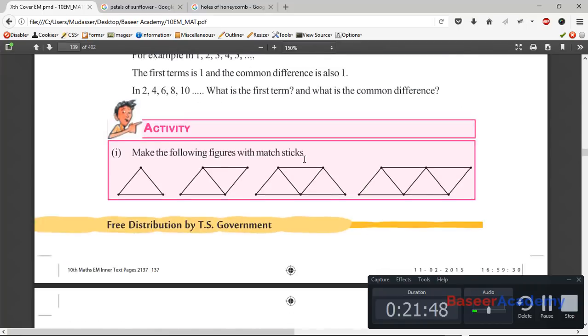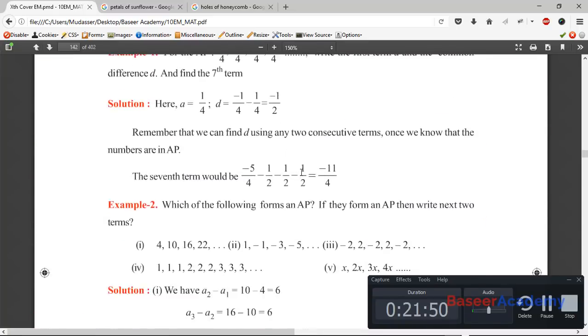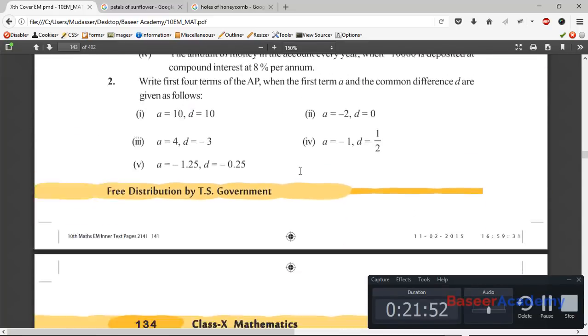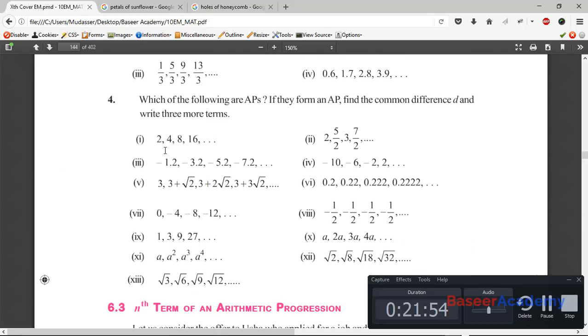Now, if we look at this list of numbers here, I'll go back to the exercise. 2, 4, 8, 16, and so on. I don't know the last term. It's continuing, it's never ending. Such a list, if it were an arithmetic progression, is known as an infinite arithmetic progression.